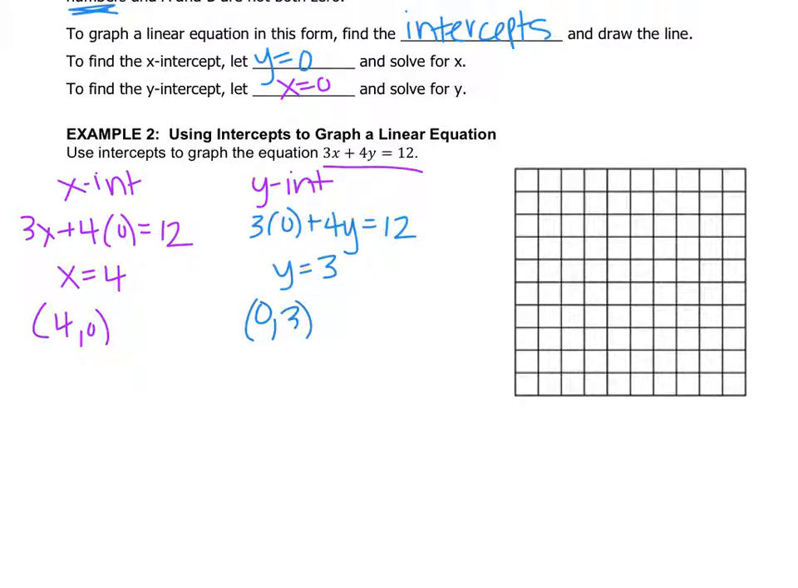So then you're almost done. You just make your grid, label x and y, and then you just plot those two dots and you connect them. So I'm going to plot (4, 0) right here, and I'm going to plot (0, 3), and I'm going to connect them. And last thing that you do is you just write the name of the equation by the line, 3x plus 4y equals 12. And that's how you graph it in standard form, by finding the intercepts rather than creating this table where you just plug in lots of values.